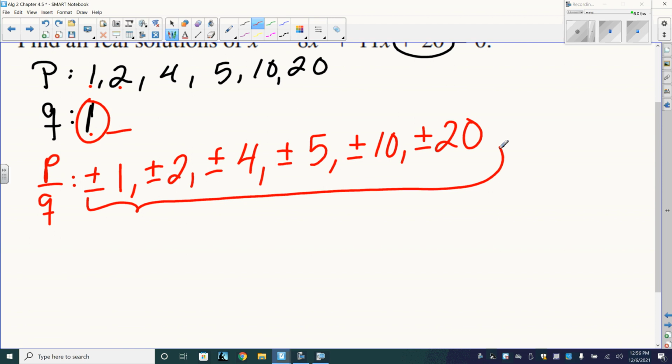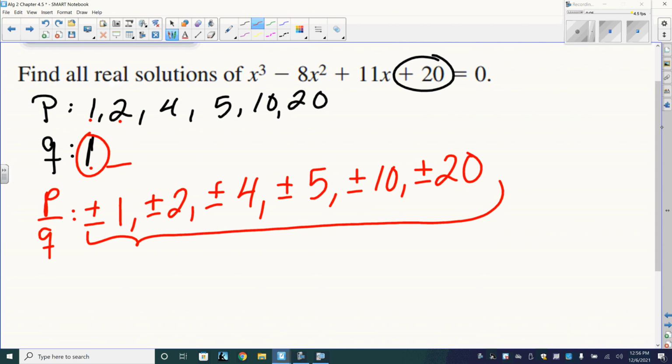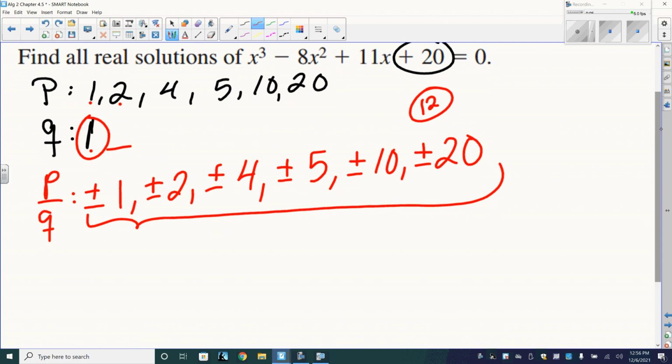So if there is a rational solution, a whole number or fractional answer for this polynomial equation, it will be in this list. Now when we look at this, we've got 1, 2, 3, 4, 5, 6, 7, 8, 9, 10, 11, 12 possible rational solutions. But how many solutions can we actually have? 3, because it's a degree 3, there's only 3 solutions. So only 3 of these numbers will actually work, if at all.